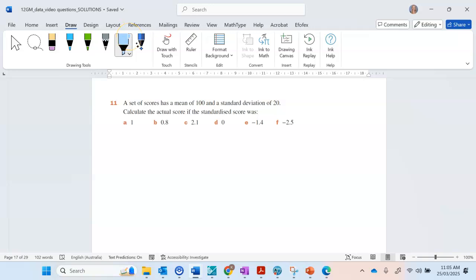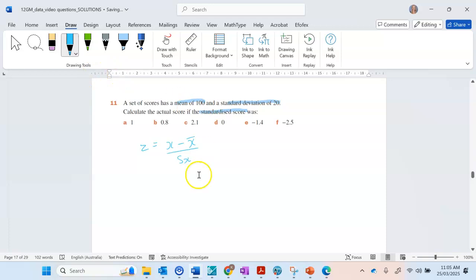Okay, so we've got a mean of 100, a standard deviation, and a standardized score. For this question, we're assuming it's a normal distribution. On an exam, it would actually say it was, because we can't standardize it unless it was a normal distribution. So here's our formula again. So Z equals your actual value minus your mean over the standard deviation.